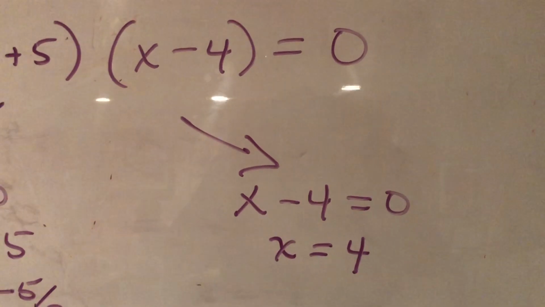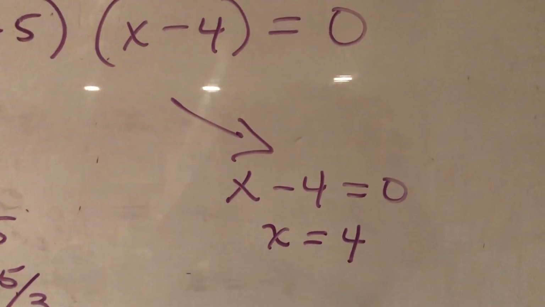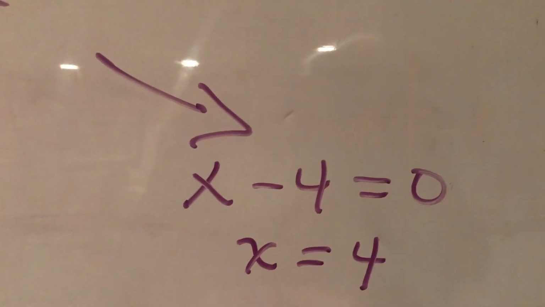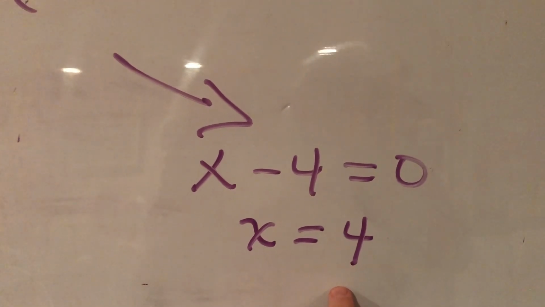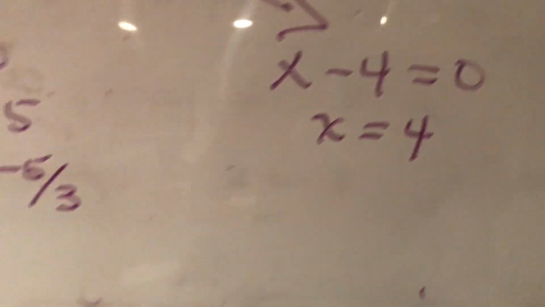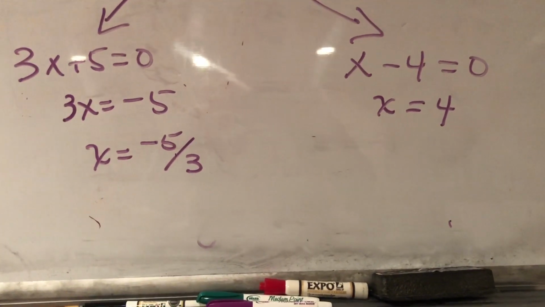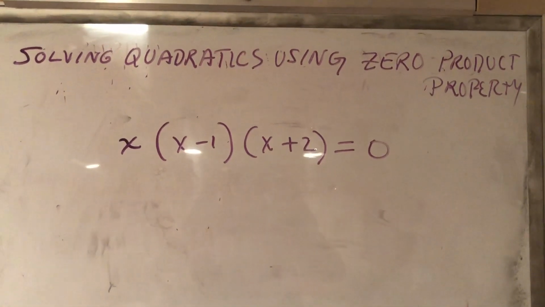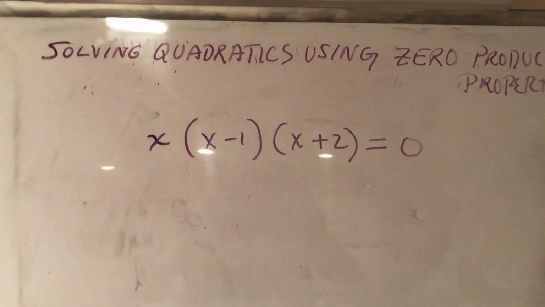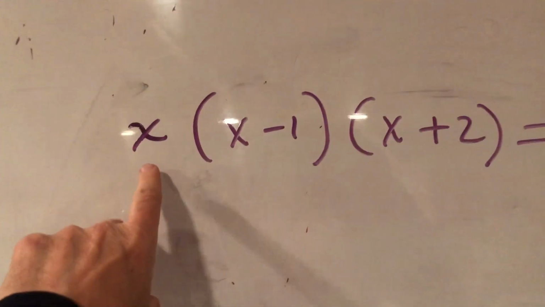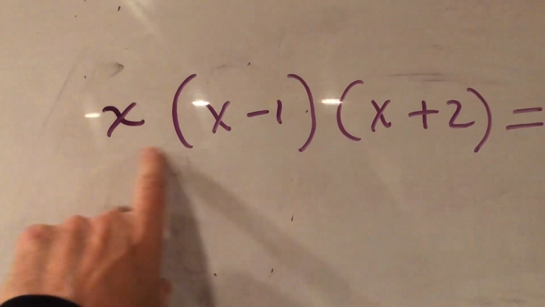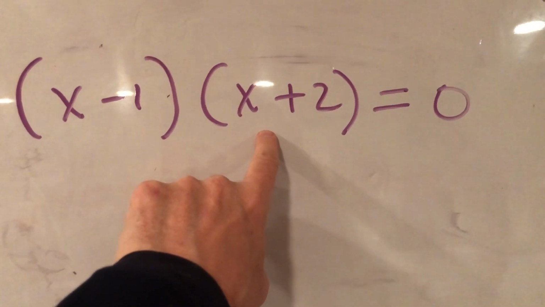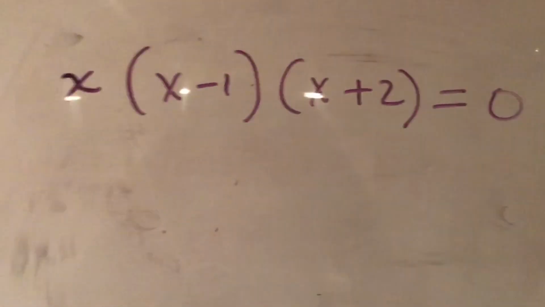And then with this quantity, x minus 4 equals 0. So I just went ahead and I added 4 to both sides, and I got x equals 4. All right, so my two answers are negative 5/3 and 4. Now, here's just one more example. If we had an x outside of this quantity, and then x minus 1 times the quantity x plus 2 equals 0, there would be 3 answers.